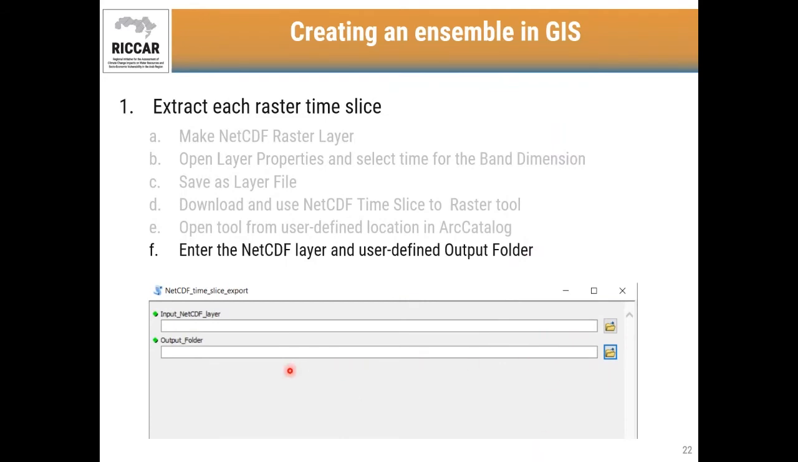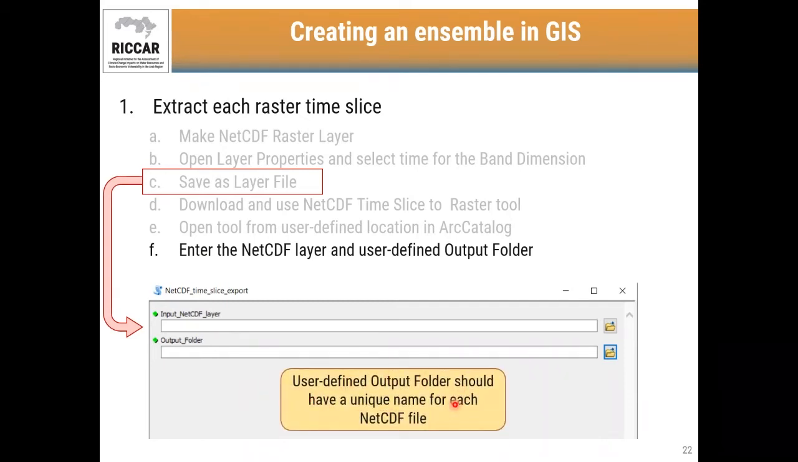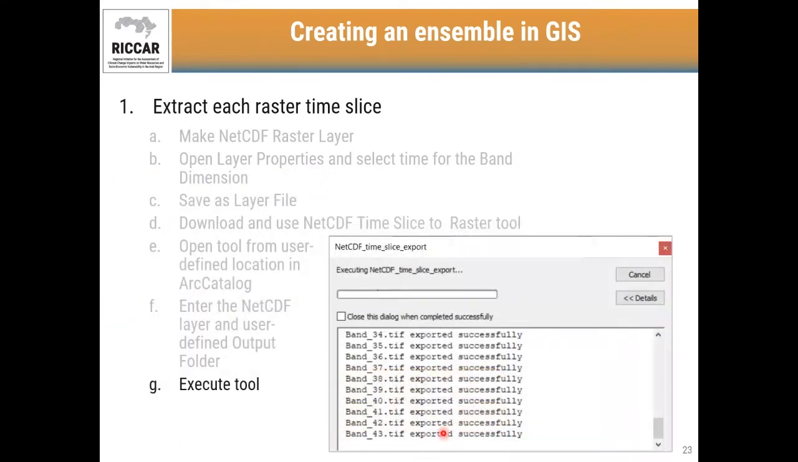Once you open the tool, it'll have these two fields. You'll input your raster layer wherever you have saved it, and select your output folder, which is also user defined. I recommend that you separate an output folder for each individual NetCDF file, otherwise the files might not run, or it will overwrite one another. So it's recommended to name your output folder with a unique name, perhaps with the climate parameter, with the year, as well as the appropriate driving GCM. So again, we input that layer file we had saved in the previous step in step 1C, and then define our output folder. And once that's completed, it will execute.